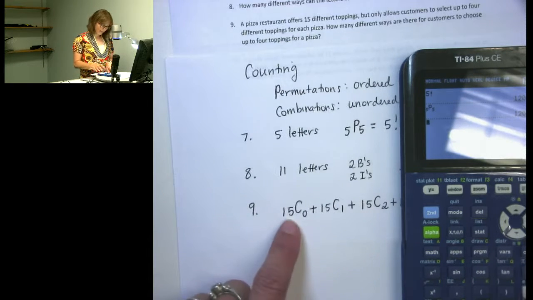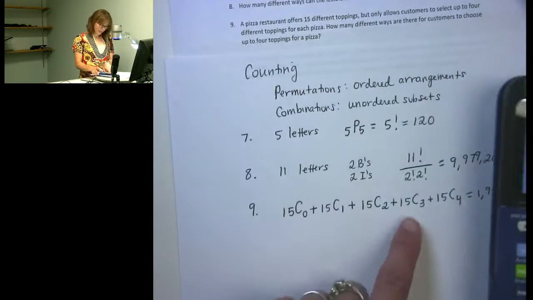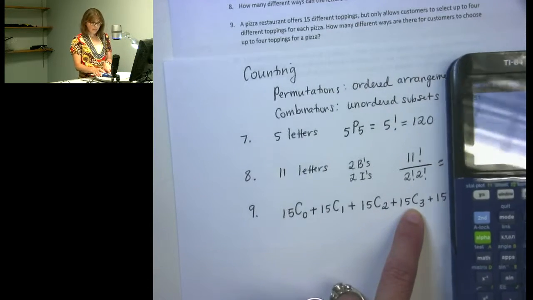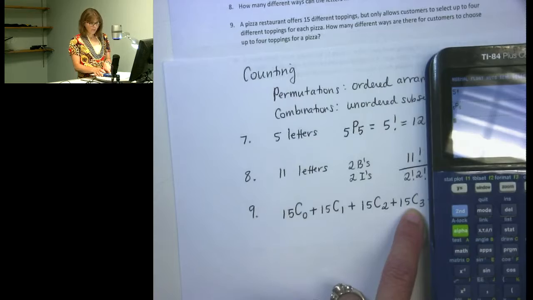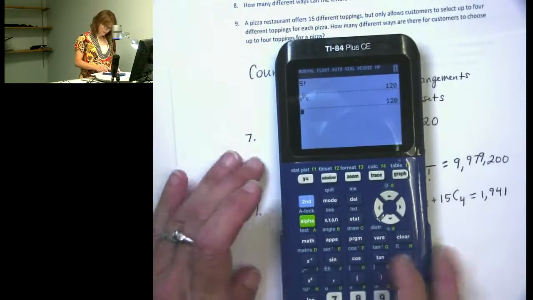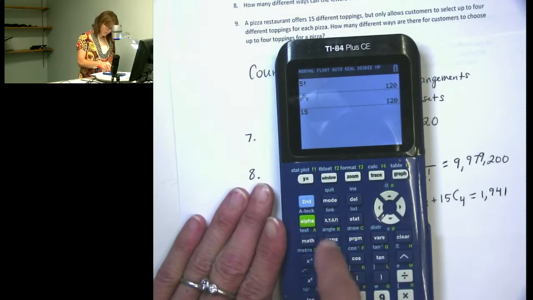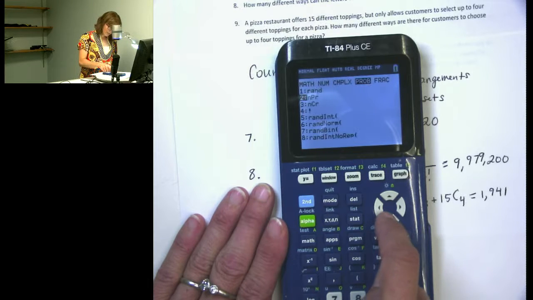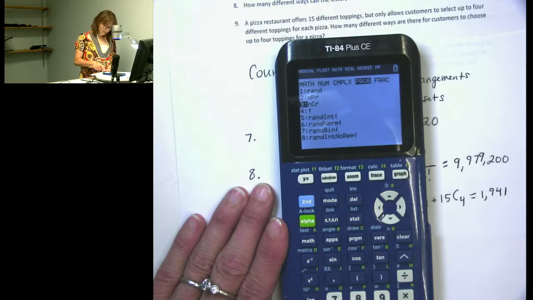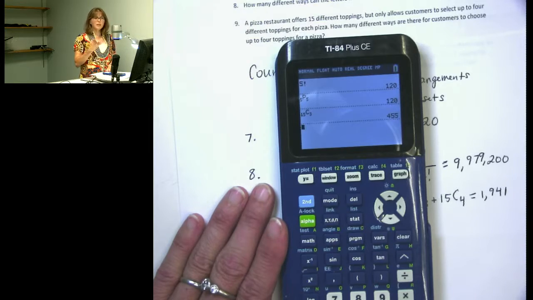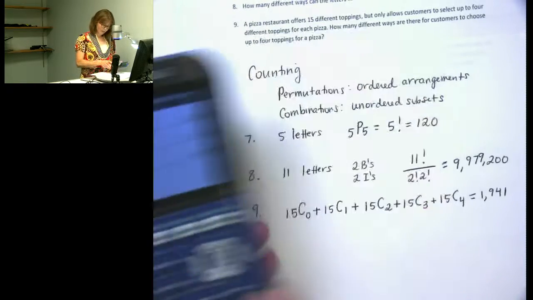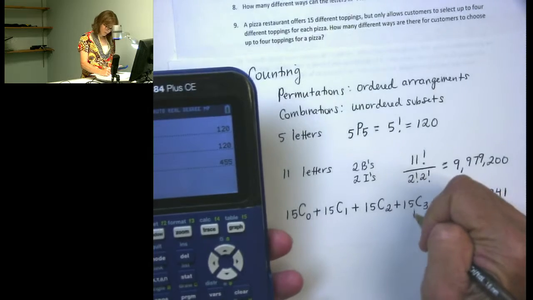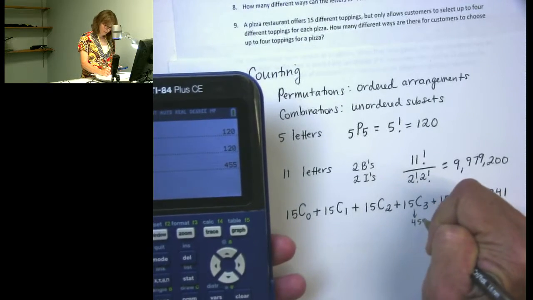For calculating the number of ways we could have, say, subsets of size 3 from 15 objects, I'd do 15, go to the math button, across to probability, scroll down to nCr, and then I'm choosing 3 toppings from the 15. Gives me that value here. This part of it would be 455.